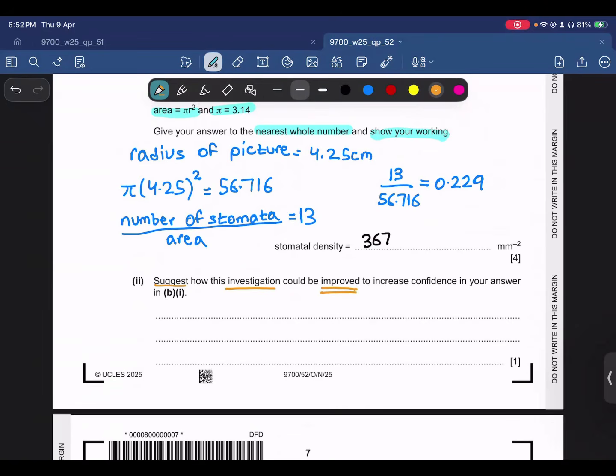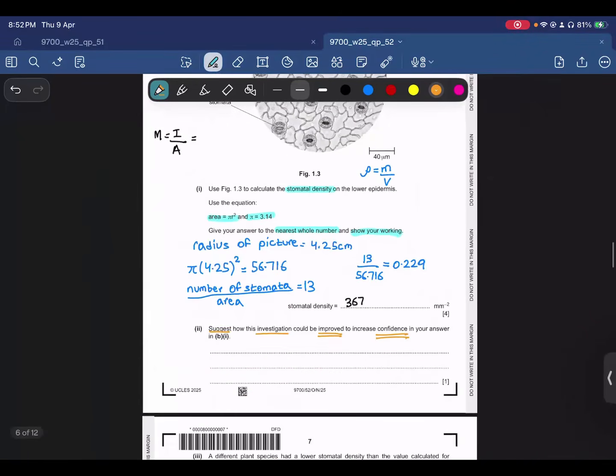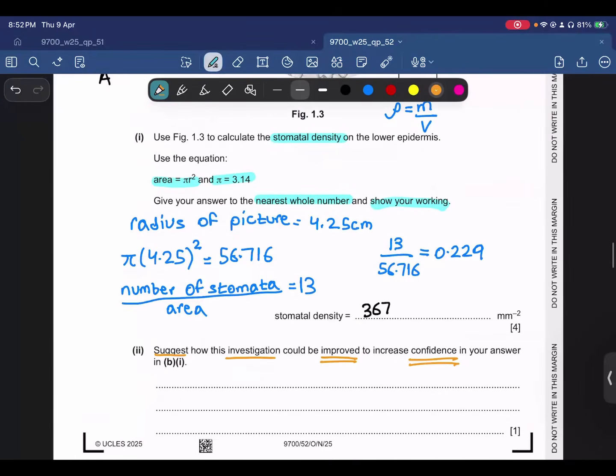ओके, अब जरा पार्ट टू में आते हैं। You need to suggest how this investigation could be improved to increase the confidence in your answer. You're calculating the stomatal density. We could view it like from different angles. बिल्कुल सही, यू कैन व्यू इट फ्रॉम डिफरेंट एंगल्स। उससे क्या फायदा होगा?